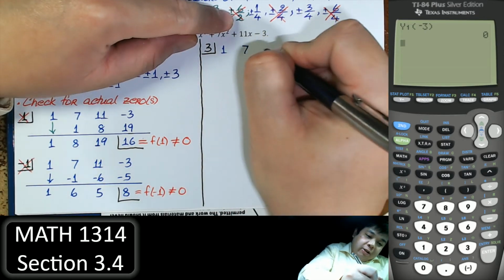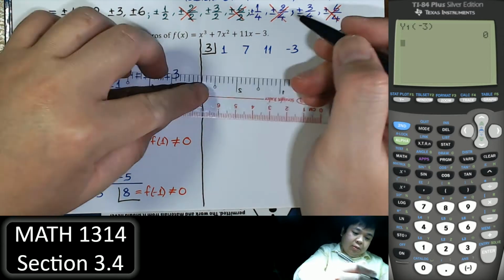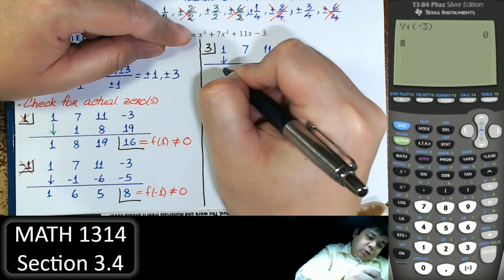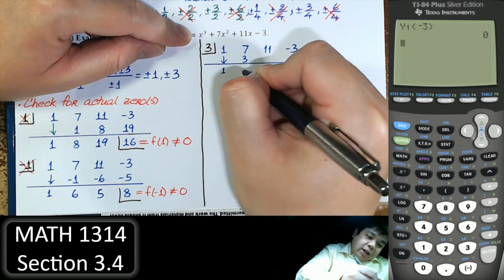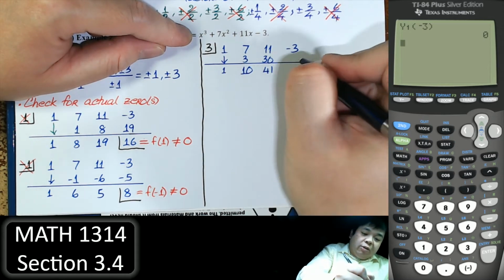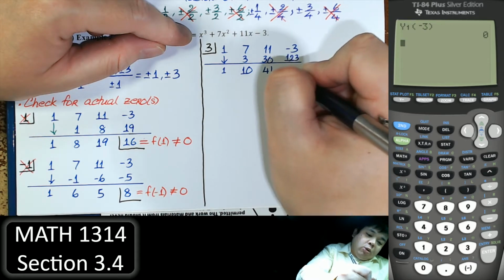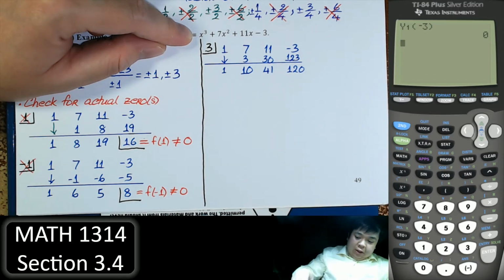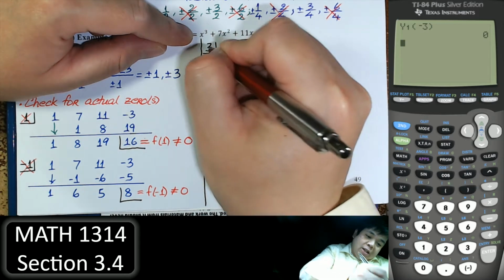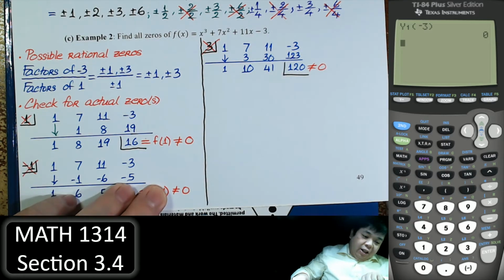1, 7, 11, and -3. Drop down the numbers. 1, 3 times 1 is 3. 7 plus 3 is 10. 3 times 10 is 30, and 41. 3 times 41 is 123, and that gives 120. Later on we say that if this is not equal to 0, then this is not a zero. And then we have -3.